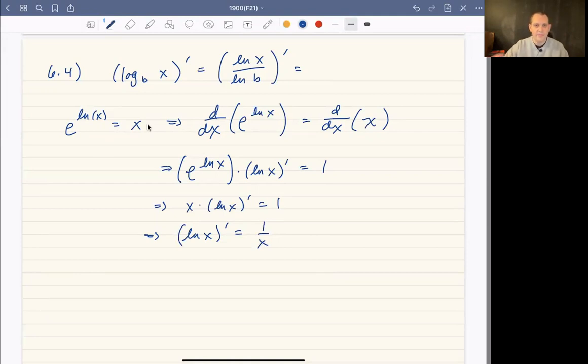And therefore, if I go back up to the top, the derivative of log base b of x is going to be 1 over the natural log of b, so that's a constant that tags along, times 1 over x.